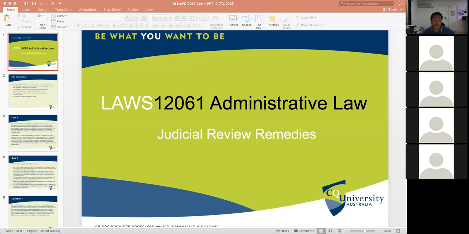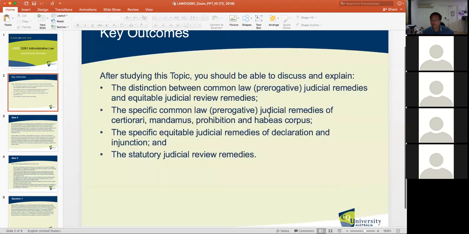And so, because of that, it will be crucial for us to examine judicial review remedies. After studying this topic, you should be able to discuss and explain the distinction between common law prerogative judicial remedies and equitable judicial review remedies, the specific common law prerogative judicial review remedies of certiorari, mandamus, prohibition, and habeas corpus, the specific equitable judicial remedies of declaration and injunction, and the statutory judicial review remedies.